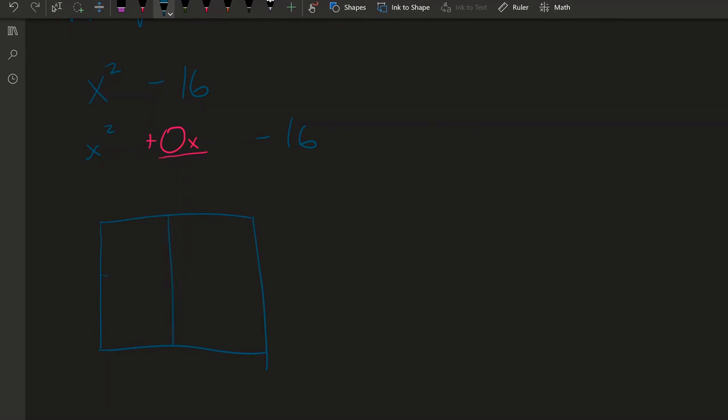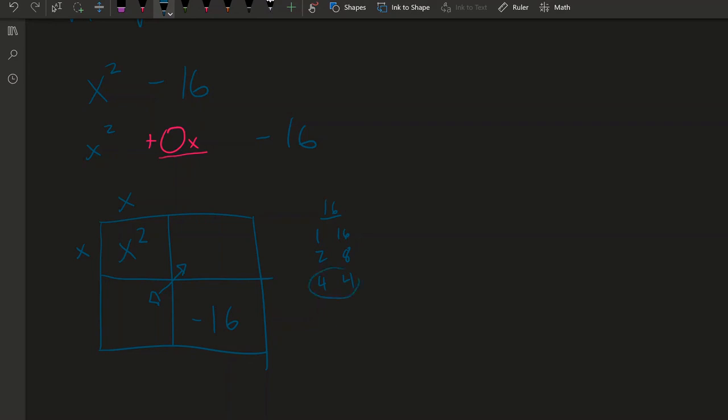So now I can proceed with the same factoring technique. Here's x squared and here's negative 16. This is going to be x and x, and now I need to think of two numbers that multiply to give me negative 16, but I need these two corner boxes to add up to 0. If I look at 16, it could be 1 and 16, or 2 and 8, or 4 and 4.